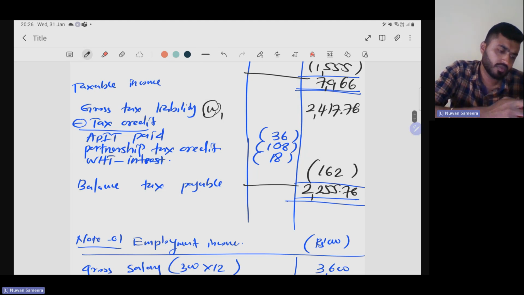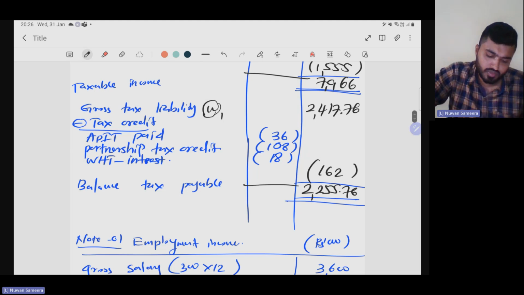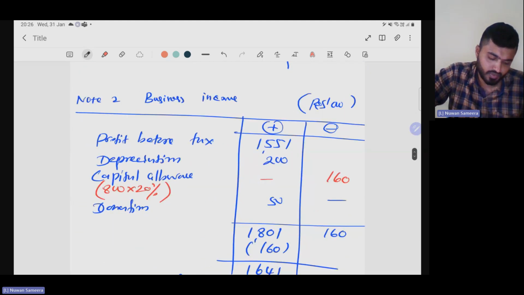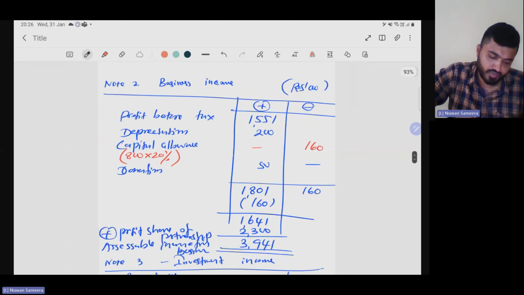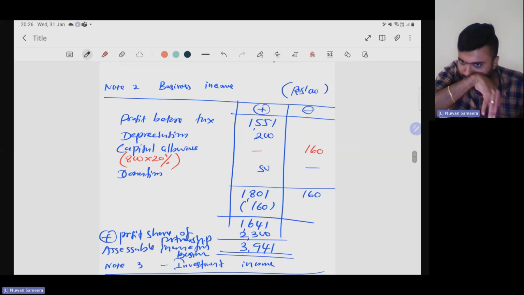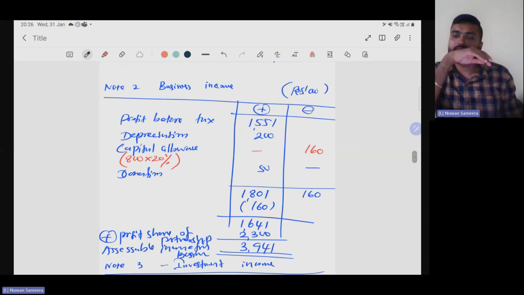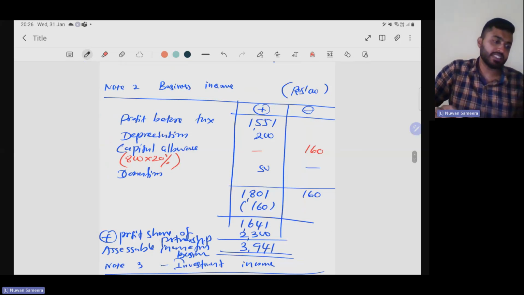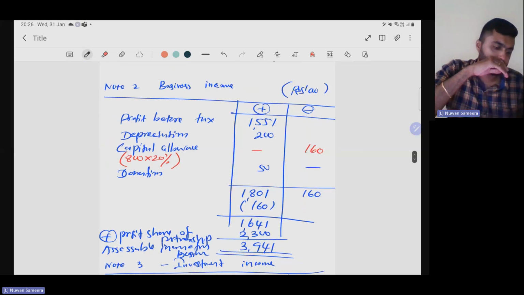Can you show the workings for the business income part? Sure. Can you see? Then I will share this calculation with you guys, right? Then I will share this answer with the learning management team. Then they will definitely share it with you. Clear?